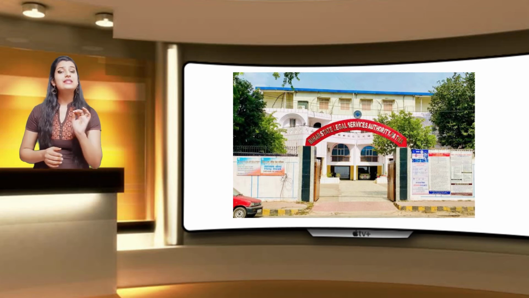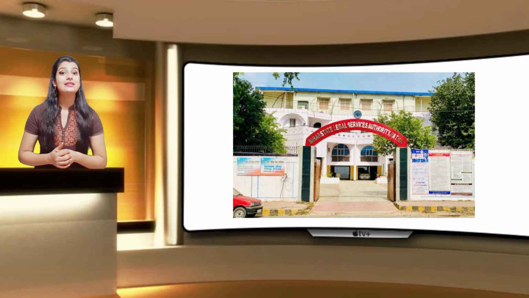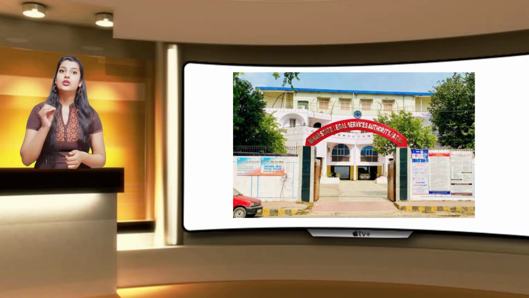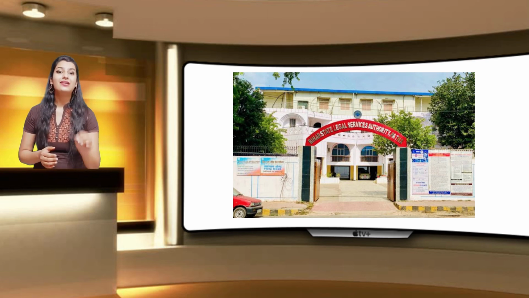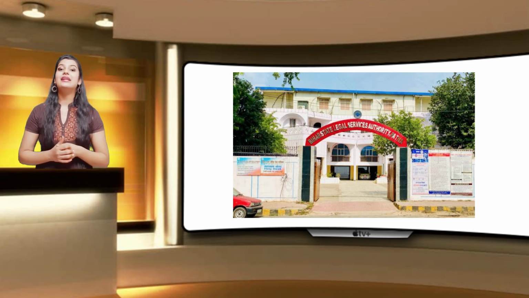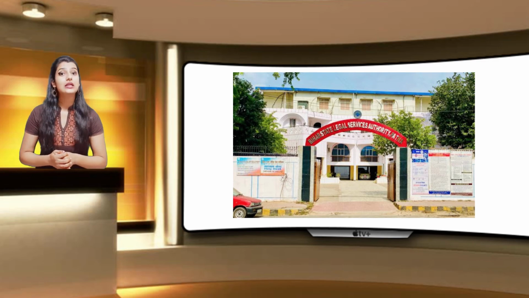So at every state level, there would be the State Legal Services Authority, which consists of the Chief Justice of the High Court as the patron-in-chief, a judge of the High Court nominated by the governor as executive chairman, and other members nominated by the state government in consultation with the Chief Justice of the High Court.